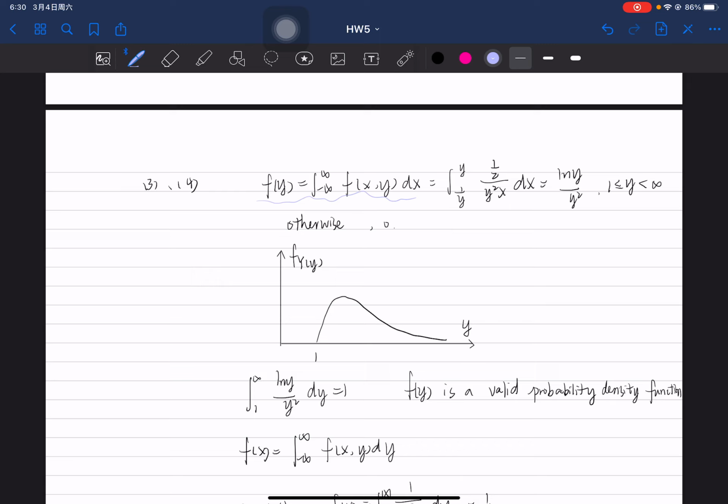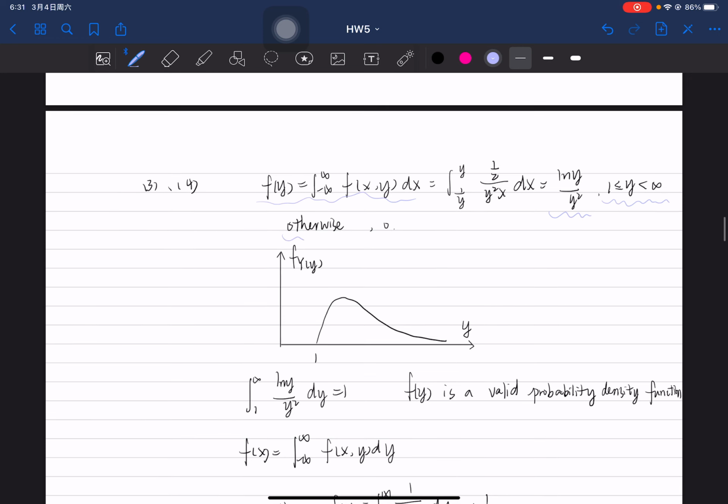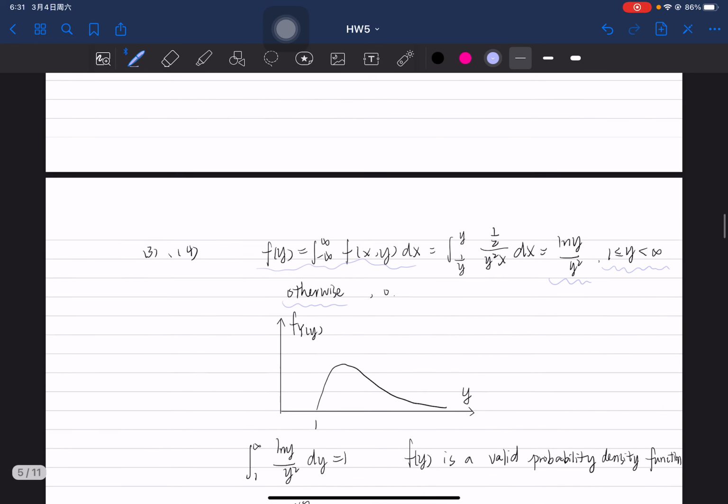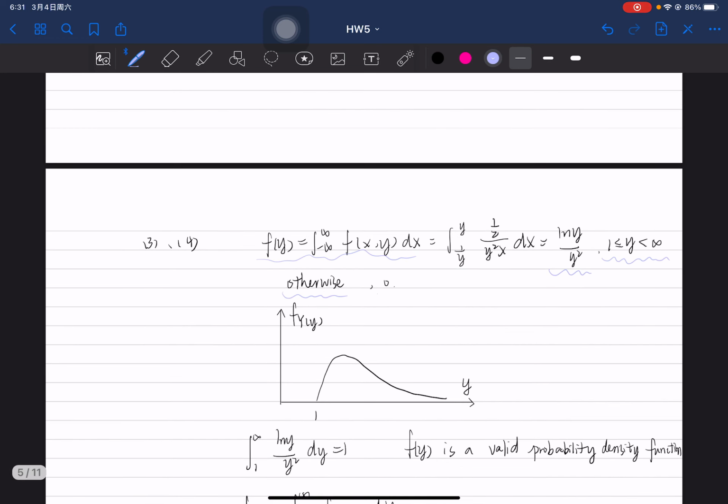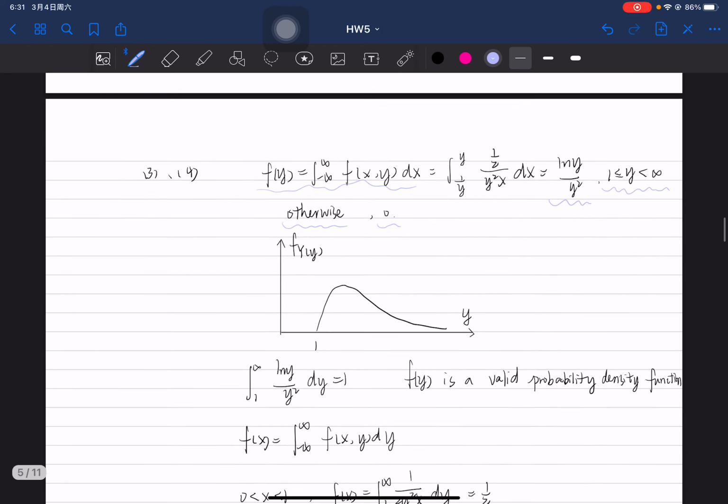and this equals ln y over y squared, where y is larger than or equal to 1 and smaller than infinity. Otherwise, the density function of Y equals 0, so we can draw the density function f_Y like this.